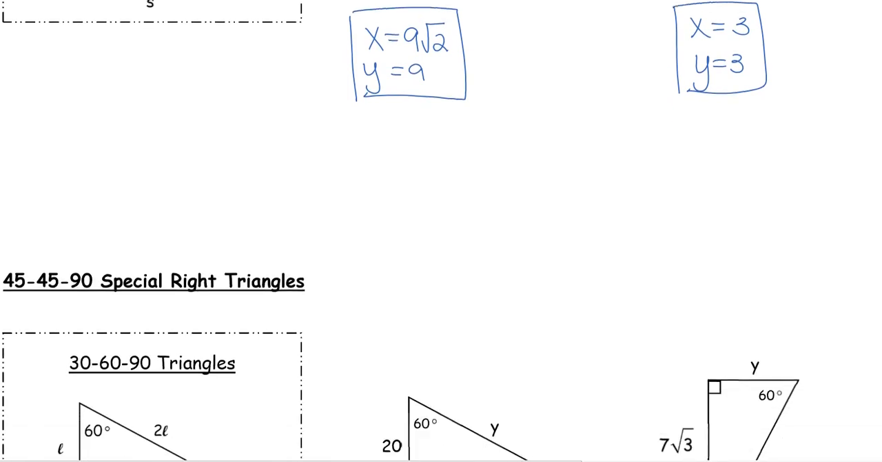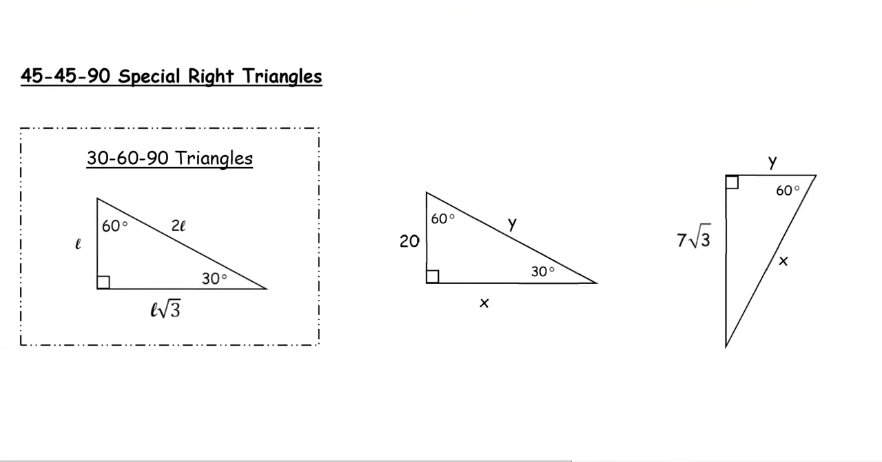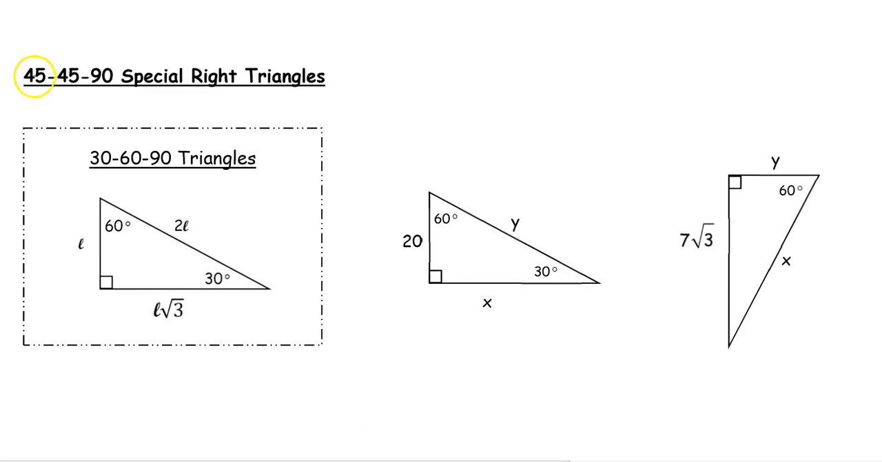Let's look at our second special right triangle. This is a 30, 60, 90 special right triangle. We see that pattern down here. We know that all three angles in a triangle have to add up to 180. So if we have 90, 60, 30, those are all adding up to that 180.